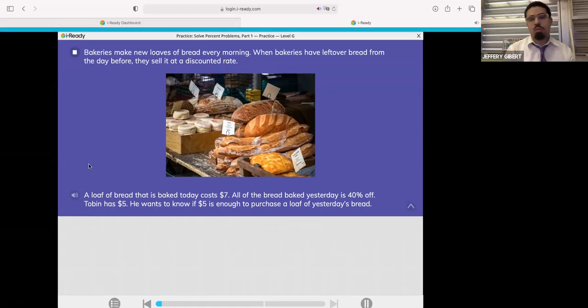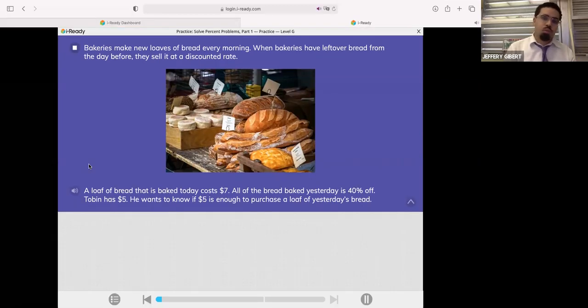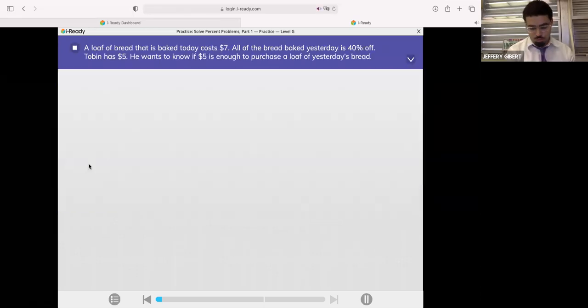Bakeries make new loaves of bread every morning. When bakeries have leftover bread from the day before, they sell it at a discounted rate. A loaf of bread that is baked today costs $7. All of the bread baked yesterday is 40% off.